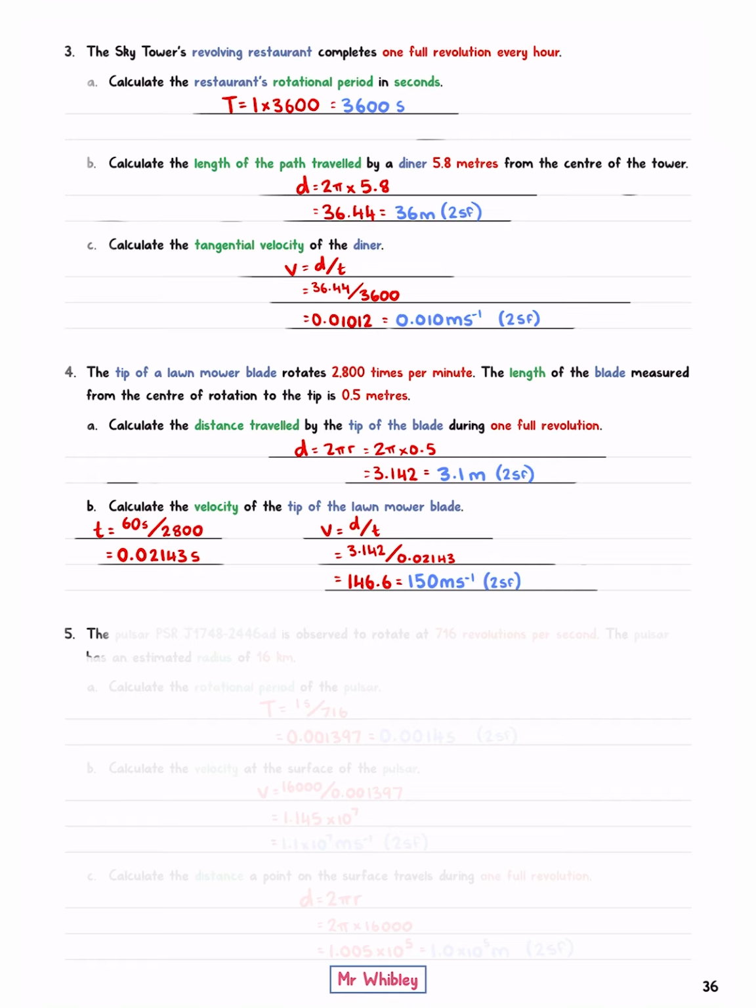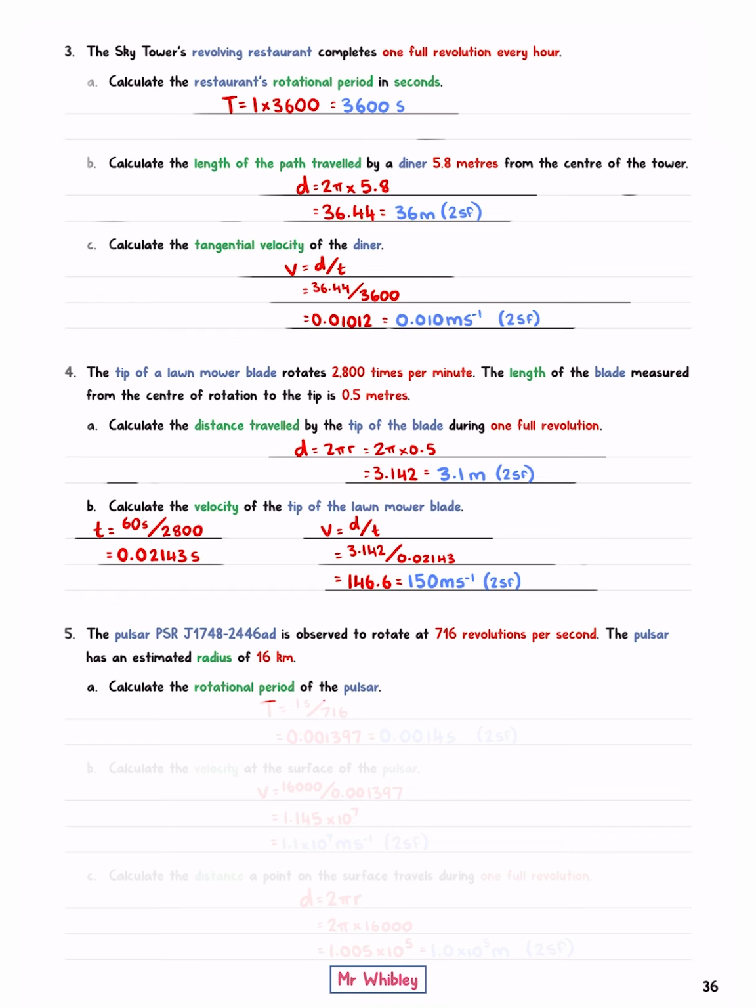Question 5. The pulsar PSR J1748-2446AD is observed to rotate 716 revolutions per second. The pulsar has an estimated radius of 16 kilometers. Calculate the rotational period of the pulsar.